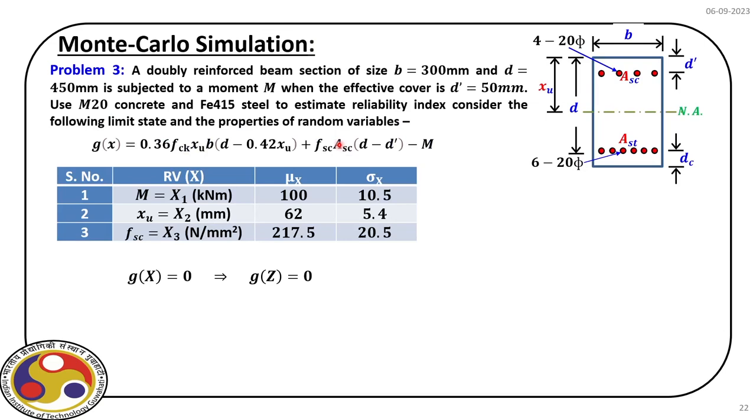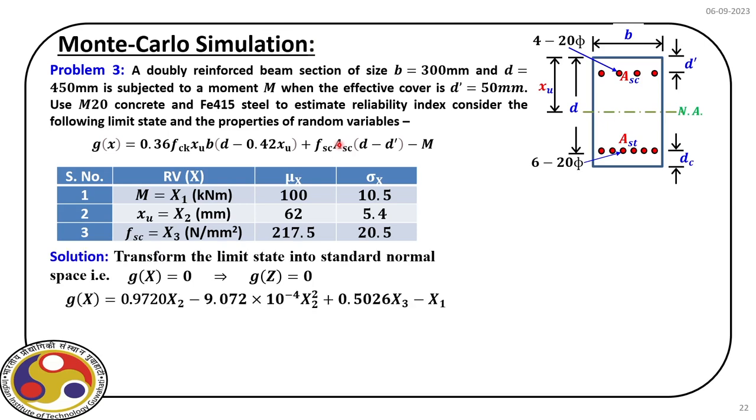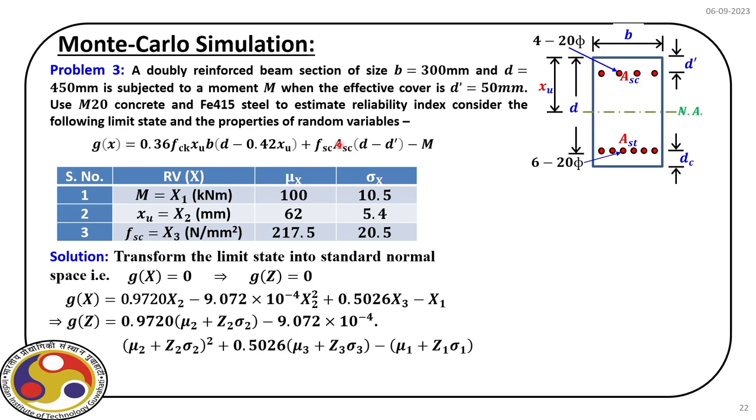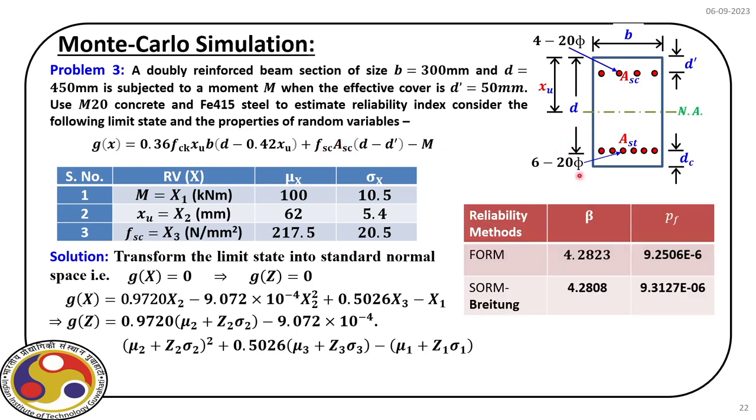This is the third example, design of a concrete beam. In this case we have three random variables, M, XU and FSC. This problem we also solved earlier, and there we converted the limit state G(X) into G(Z), and then solved it using Breitung's model and the first order reliability model. So Breitung's estimate gives 9.3127 times 10 to the power minus 6. That's the most accurate estimation of the probability of failure using a gradient-based approach.